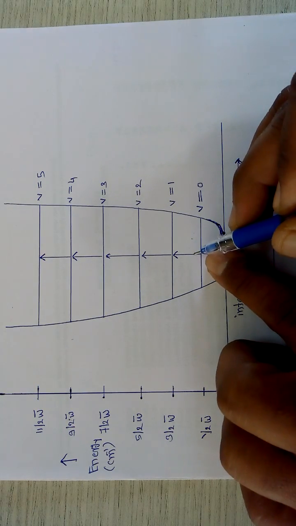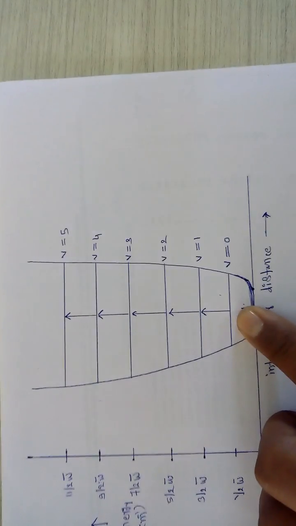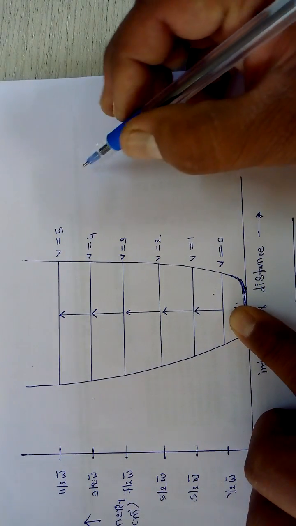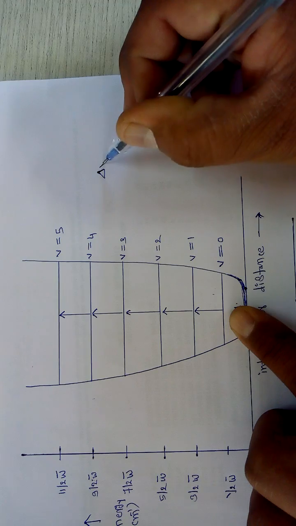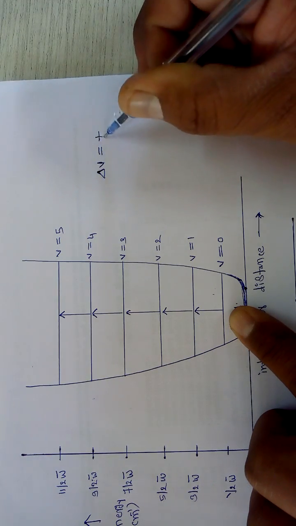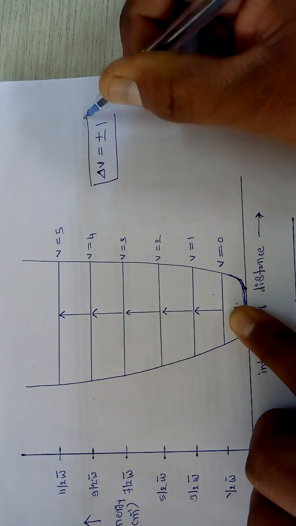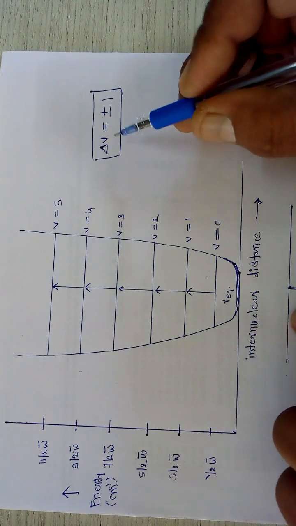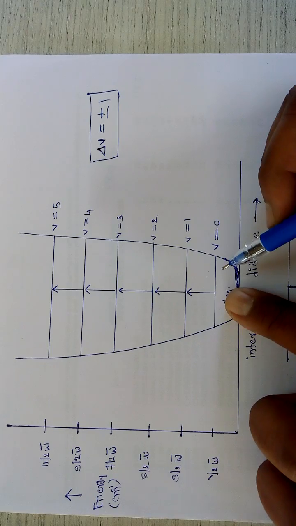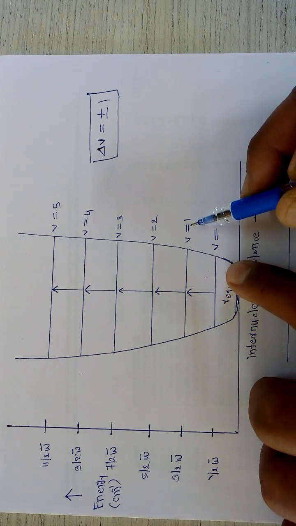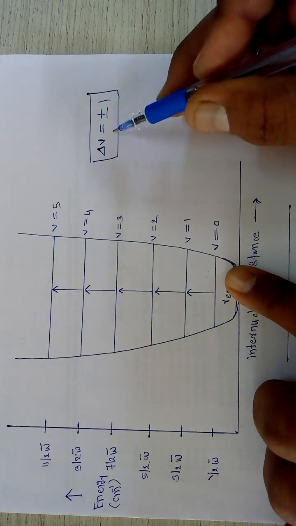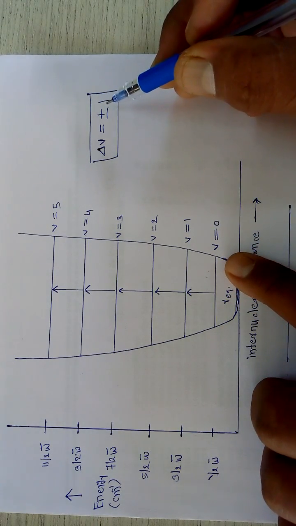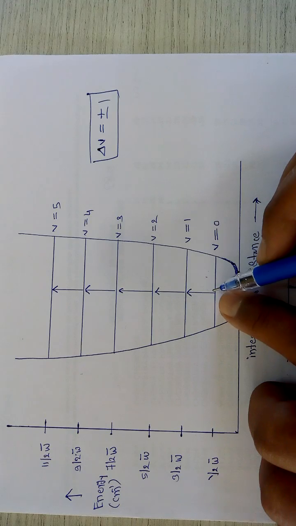And why is this an allowed transition? Because if we take into consideration the selection rule for infrared spectroscopy, that selection rule is delta V is equal to plus minus 1. So this is the selection rule for this particular infrared spectroscopy. What is the meaning of this selection rule? If there is a transition from V equal to 0 to V equal to 1, and we apply this selection rule to this transition, the difference is equal to plus 1, and that's how we can say that this transition is called the allowed transition.